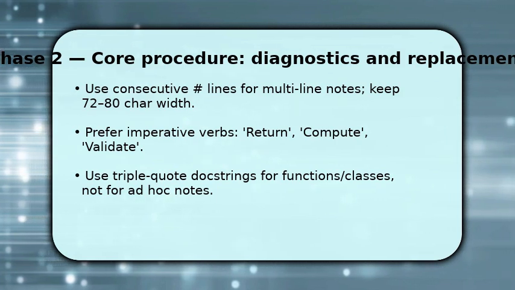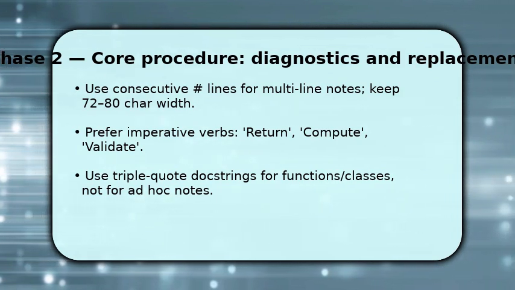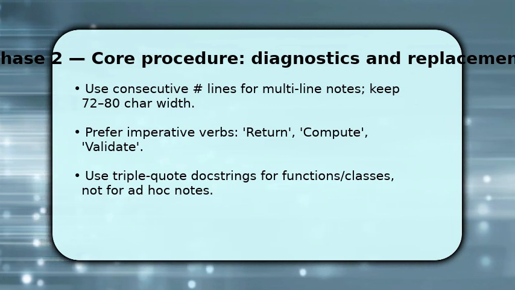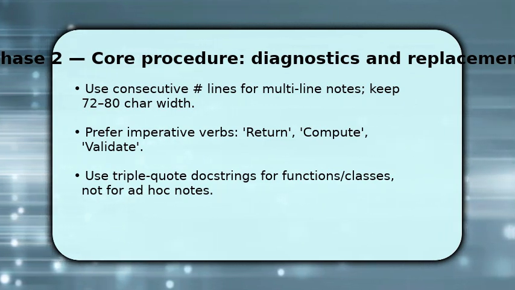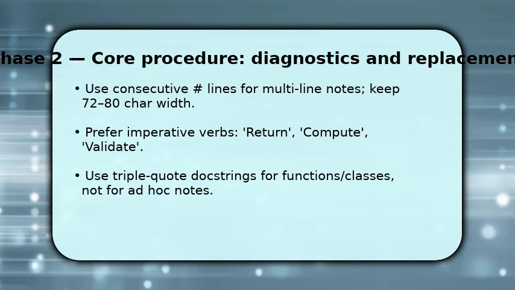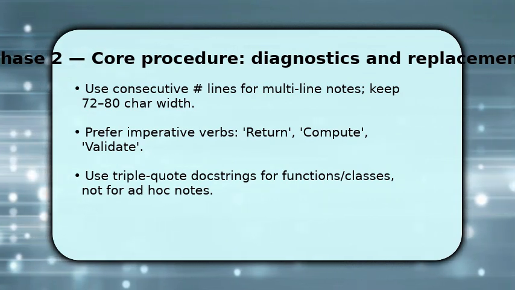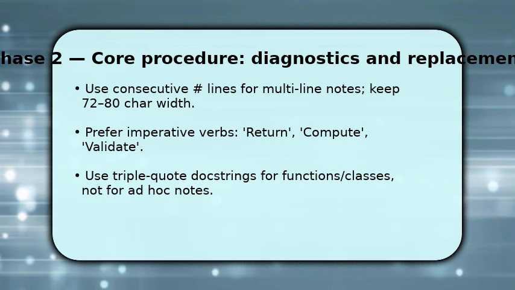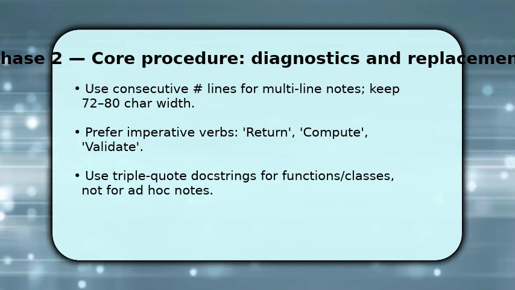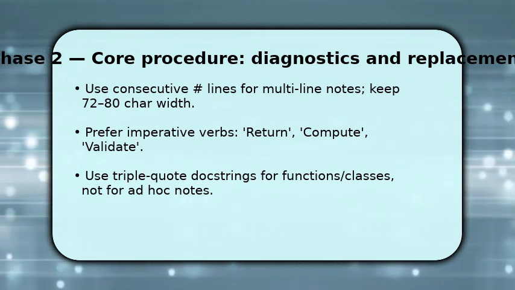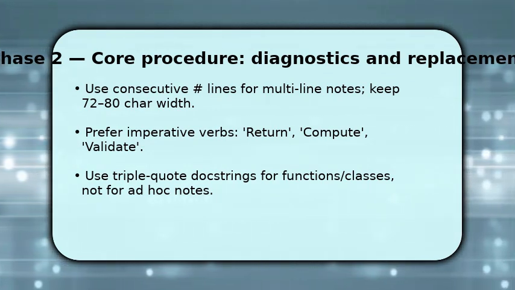For functions and classes, place a triple-quoted docstring immediately after the def or class line to describe parameters, return values, and side effects. Make sure to use imperative verbs like return or validate for consistency. When done, run linters to catch style issues and ensure docstrings are discoverable via help.